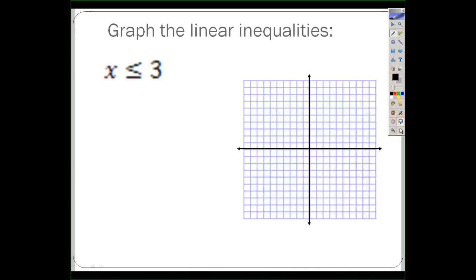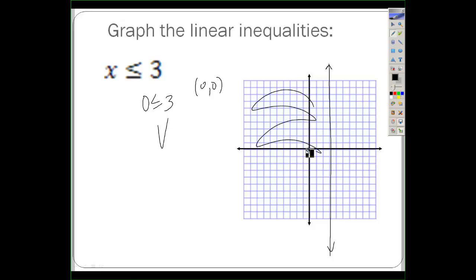What about x is less than or equal to 3? Once again, it's a vertical line at 3. Is it a solid line or a dashed line? Because there's an equal sign, it's going to be solid. And I need to plug in a point. 0, 0 is a good point to plug in. It's not on the graph. 0 is less than or equal to 3. That's true. So if this is true, all points on this side must be true. So go ahead and shade that guy in.